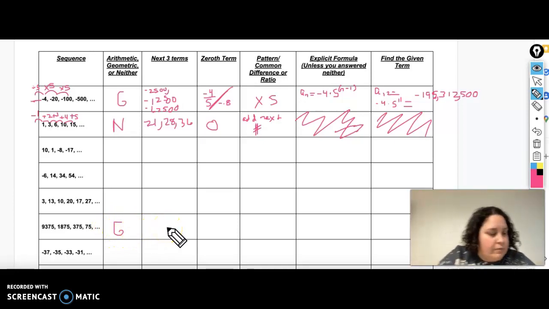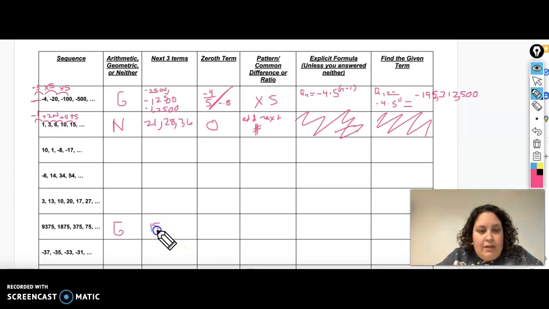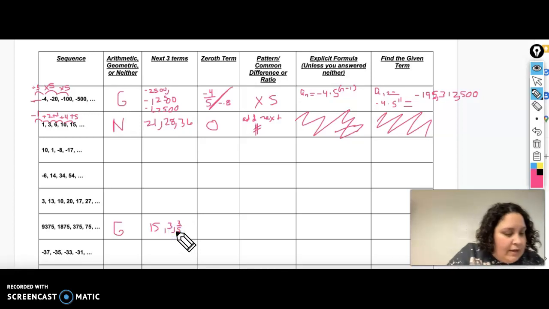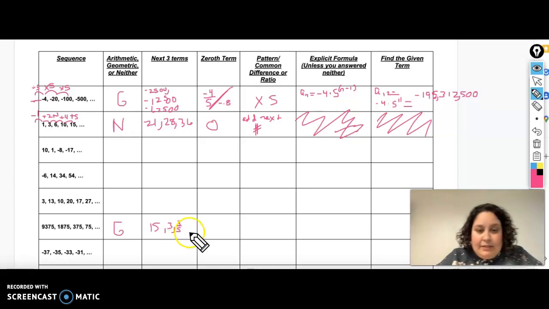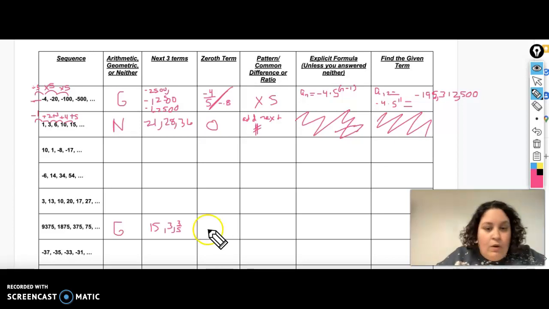My next three terms, let's see, 300 divided by 75 is 5. So let's see, 75 divided by 5 is going to be 15, and 3, and either 3/5, or if you want a decimal there, that decimal would be 0.6. Okay. My zero term is actually going to be 46,875. Okay.